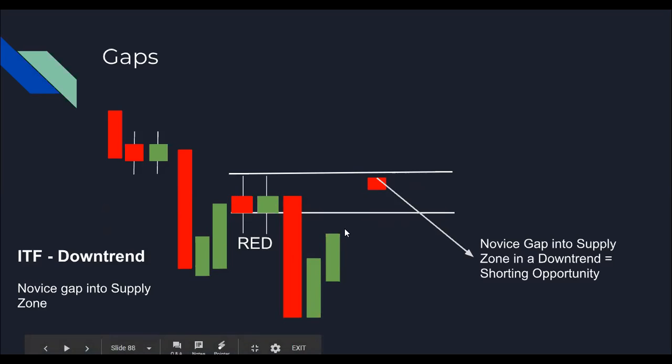So prices are moving up and there is a gap up. A gap in the direction of the prior move. Such an opportunity is a great selling opportunity. So you can think of taking short positions in the context of a downtrend.